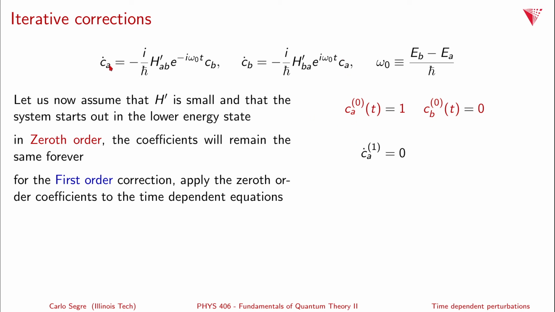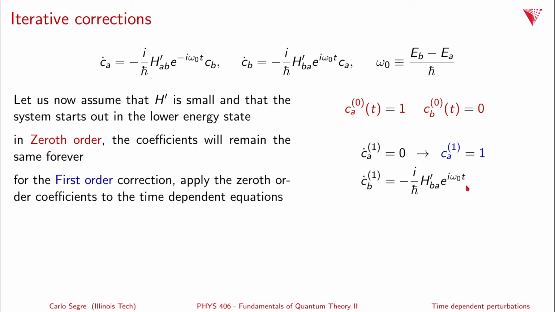The first one is CA1, the first order correction, is just going to be 0, because CB0 is 0, which means this term is just 0. But now we have something interesting here. We have CB dot is equal to minus i over h bar, H prime BA, e to the i omega naught t. Because CA1 dot is 0, then CA1 is 0.